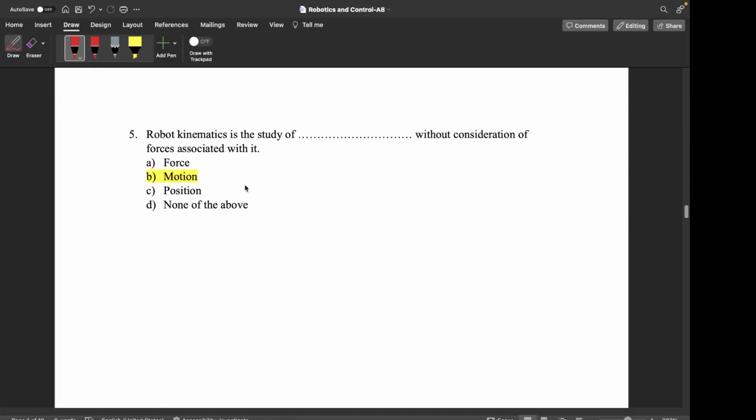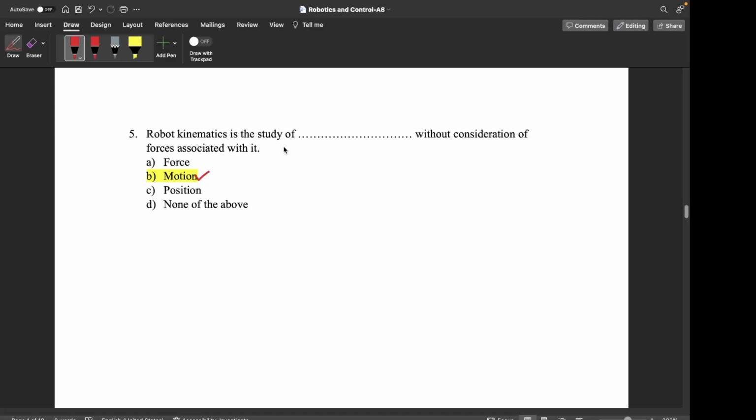Next question. Robot kinematics is the study of dash without consideration of forces associated with it. This is a very fundamental question. So basically in kinematics we study the motion of a body without actually caring about what is causing that motion, right? So we just study the motion. So this is the right answer, motion.